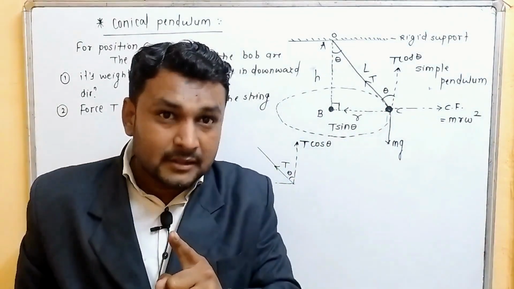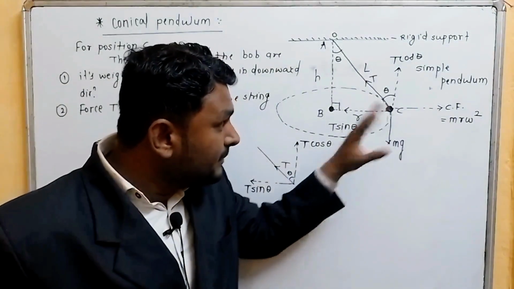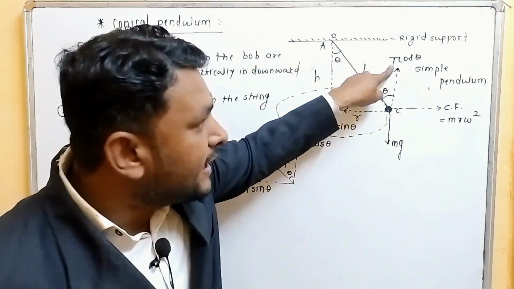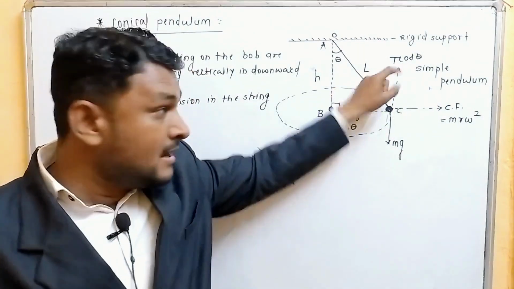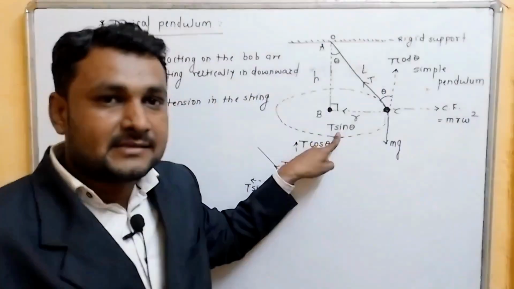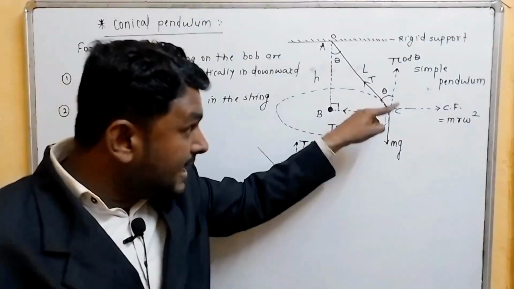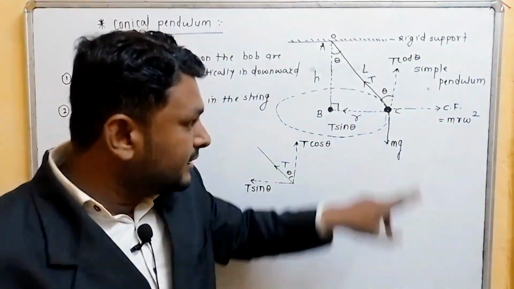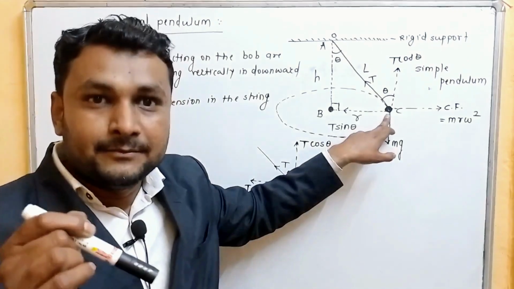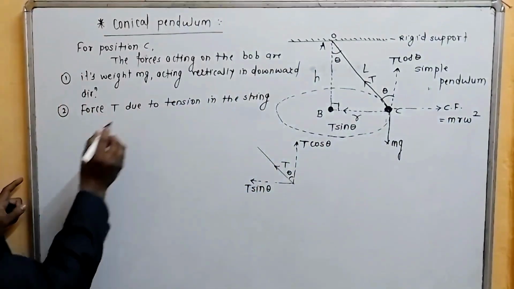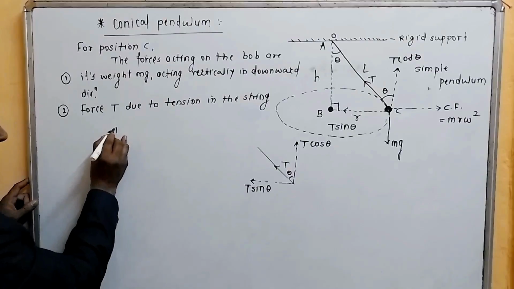And if you want the equilibrium position of this bob, it means that the weight of the bob is balanced by T cos theta, and the centripetal force of this bob is balanced by T sin theta. So all these forces are cancelling each other, and only then will this object be in the equilibrium position. So from the figure we can write here T sin theta.